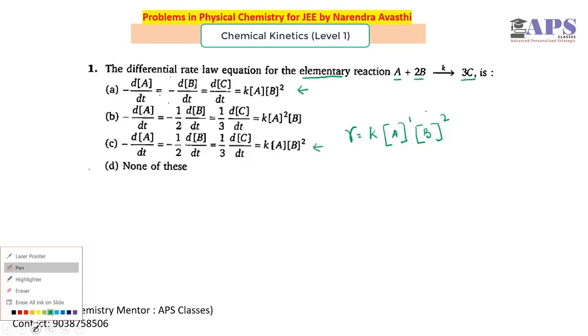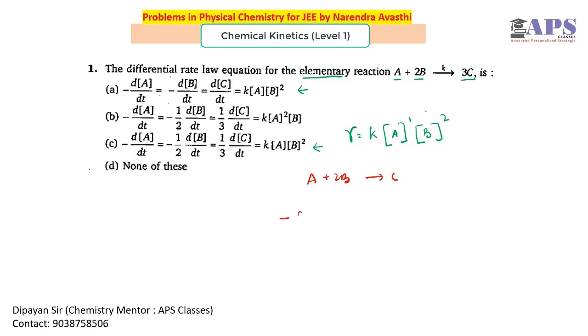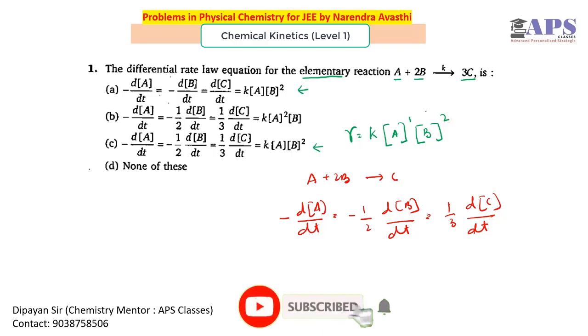Now for the instantaneous rate we can write A plus 2B gives C, that minus dA by dt equal to minus half dB by dt equal to 1/3 dC by dt. The negative sign represents that it is a reagent and the positive sign represents that it is a product. Okay, so according to this, option B will be the correct option.